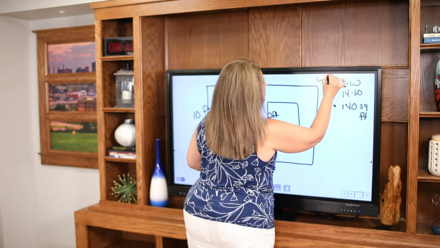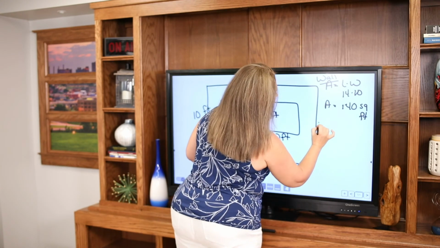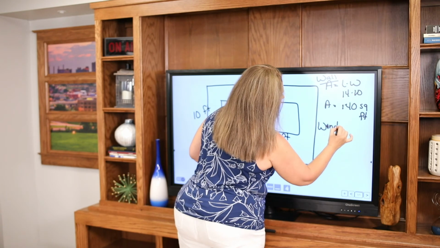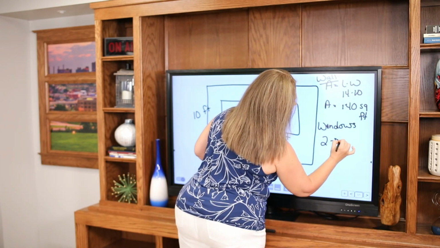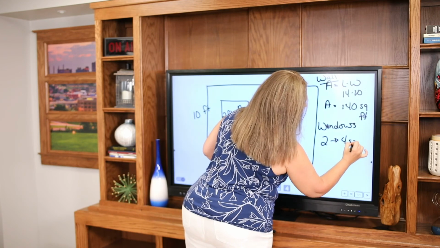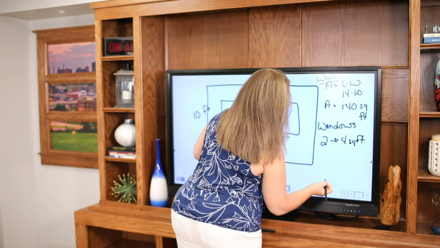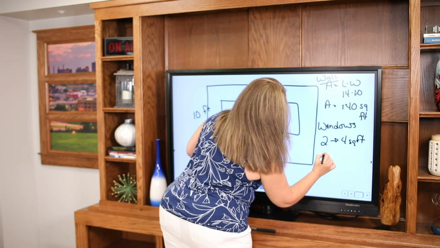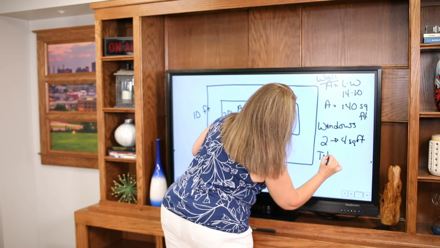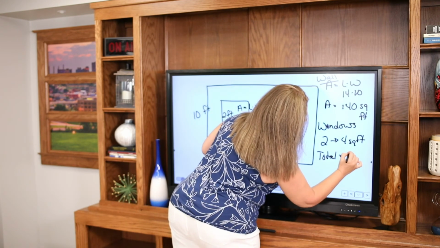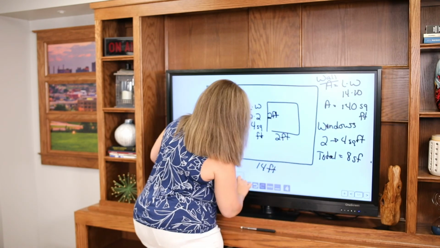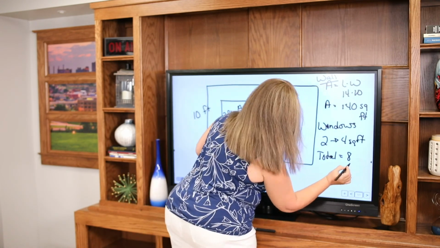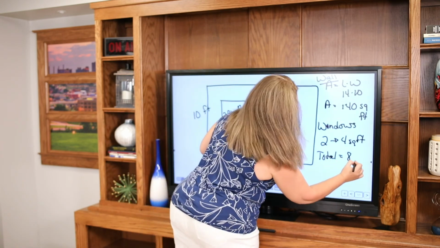So this is my wall. This is my windows. I have two at 4 square feet each. So my total for my windows is 8 square feet. And my brain is getting ahead of my pen.